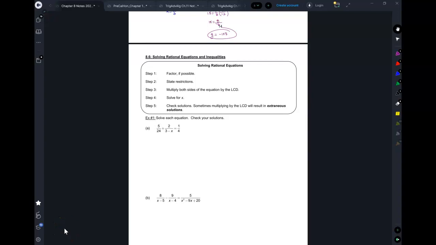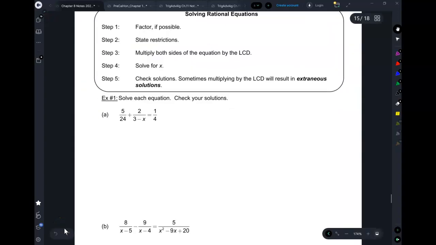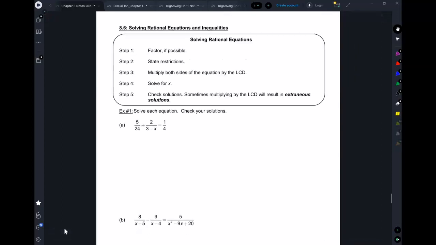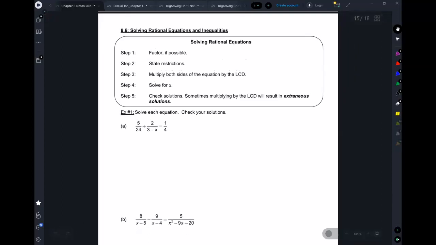We are covering section 6 today. So we've learned how to work with rational expressions. Today we're going to solve rational equations. To do this, here are the steps that we're going to take.